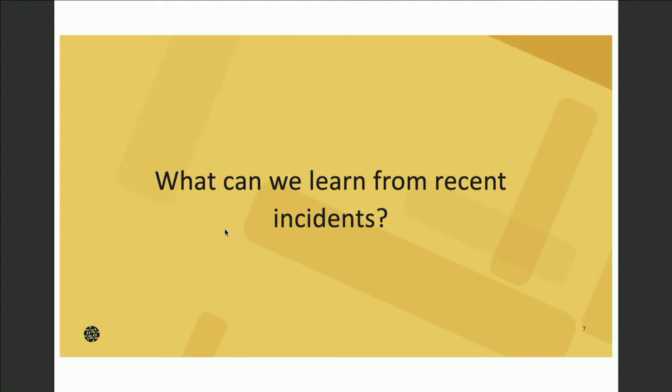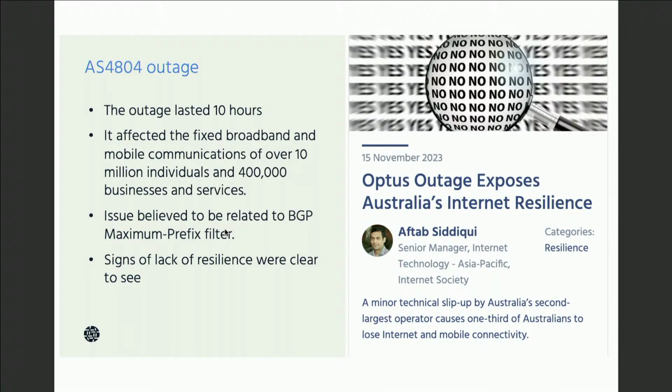But first, let's learn a little bit about some recent incidents. The AS4804 outage, Optus in Australia, lasted 10 hours. It affected both fixed broadband and mobile communication, over 10 million individuals. As in many places, the same company provides fixed and mobile using the same backbone. And once there's something not running okay in the core network, both fixed and mobile would go away. And this is what happened in Australia.